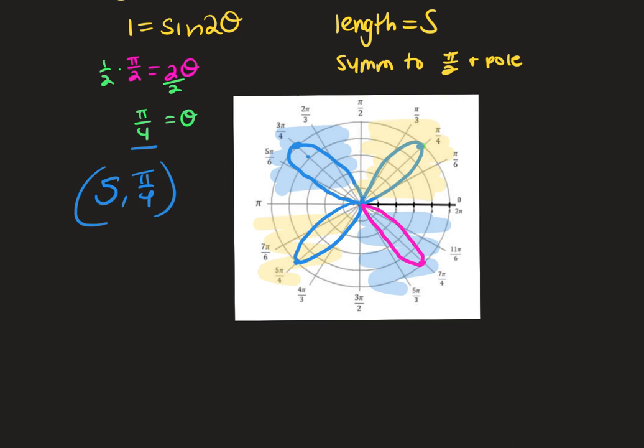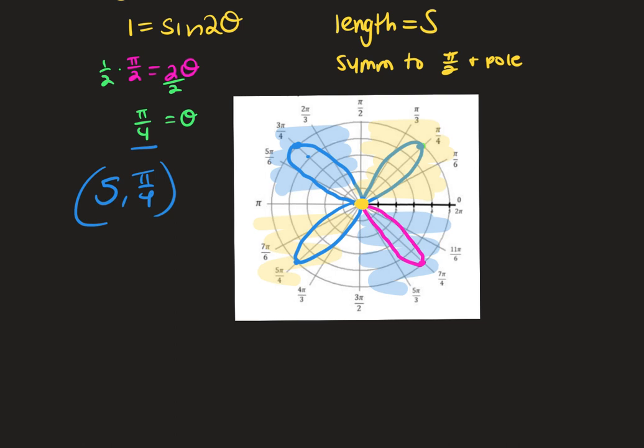Now let's pretend you didn't know any of that stuff. How could you find these things? Plug in a point. If I plug in 0, I'm going to get 0. If I plug in pi over 2, I'm going to get 0. If I plug in pi, I'm going to get 0. And if I plug in 3 pi over 2, I'm going to get 0. And it helps you almost none, except to know that my petals are not there.